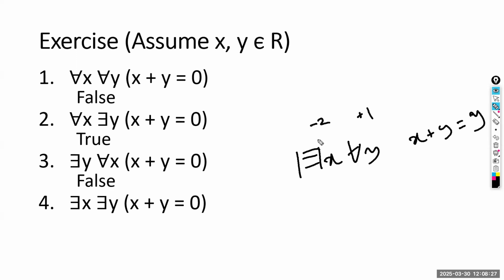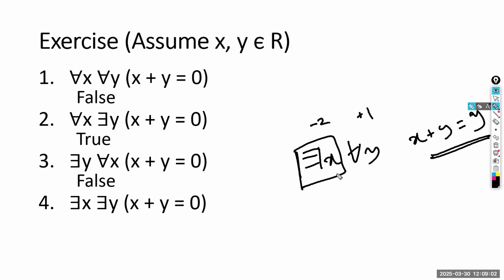But here it is exists x. I can give you an x value, and for that x value, for all y values, this is satisfied. If I can give you an example, it is true. What is that x value that satisfies this formula for all y values? If you can find just one x value, that is good enough. But it must satisfy for all y values.